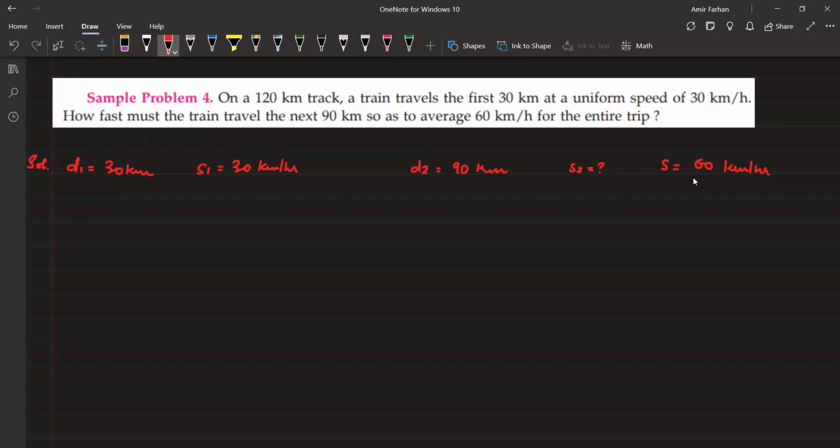First of all, what is the formula of average speed? The total distance upon total time. Do I have total time? No. Do I have total distance? Yes. So we have to divide 120 by 60 to find the total time. Yes, Arhan, very good. Because total distance is given to you and average speed is given to you, we can get the value of total time.